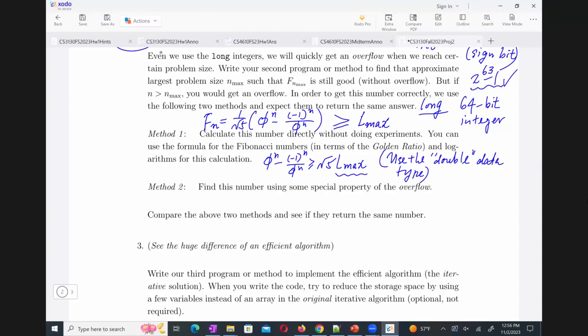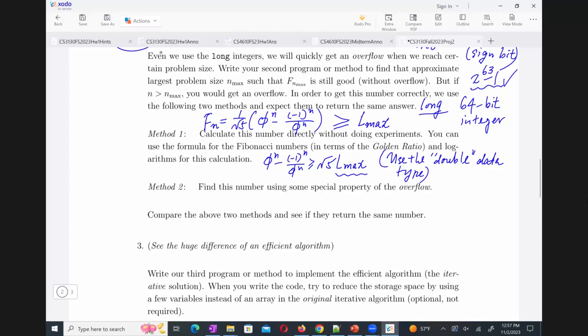The range is huge. But there is a limit. But the difference is a huge difference. So you should not worry about the overflow for the double at this point. Okay? You are safe. All right.